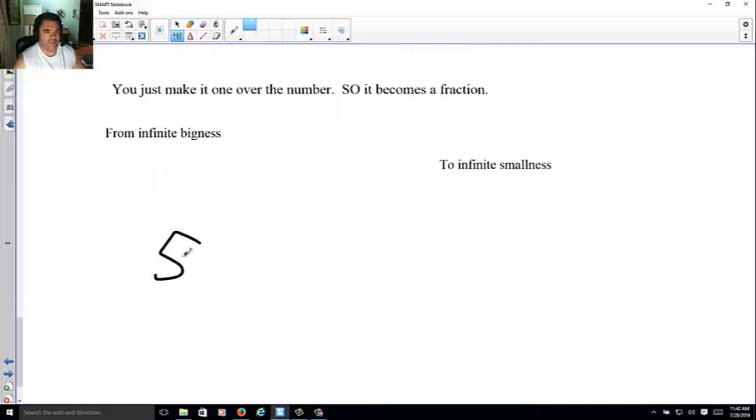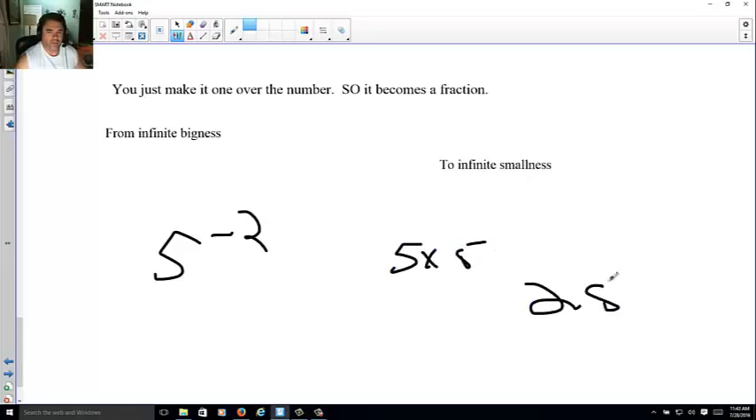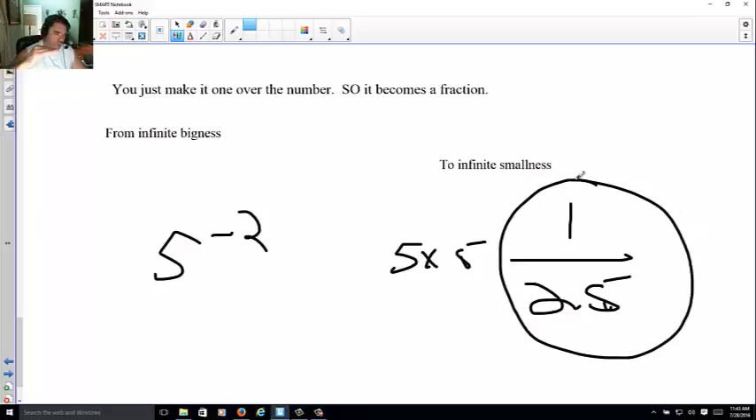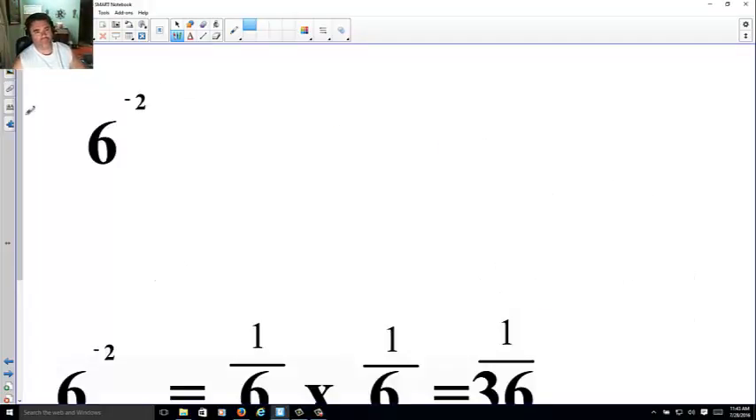So we have 5 to the negative second power. You just take 5 times 5, which gives you 25. But instead of being 25 times as large, it's 25 times as small. So you just put 1 over the number. It means I'm going to divide it by 25.